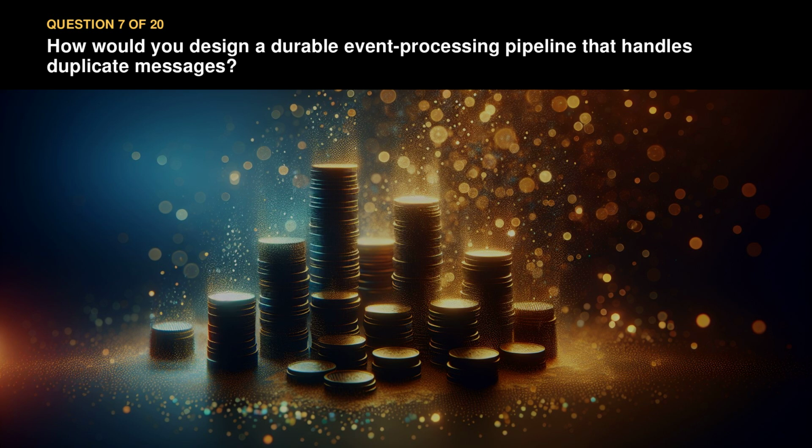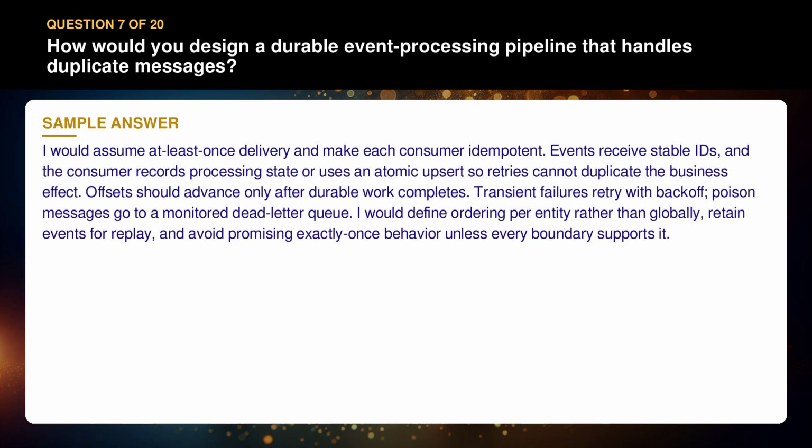Question 7. How would you design a durable event processing pipeline that handles duplicate messages? I would assume at least once delivery and make each consumer idempotent. Events receive stable IDs, and the consumer records processing state or uses an atomic upsert so retries cannot duplicate the business effect. Offsets should advance only after durable work completes. Transient failures retry with backoff.